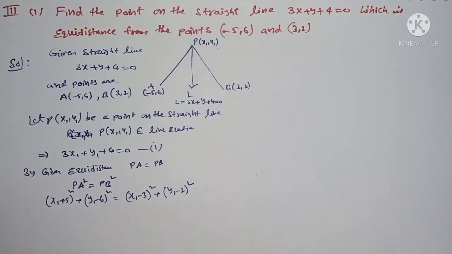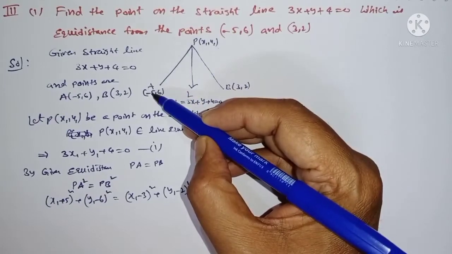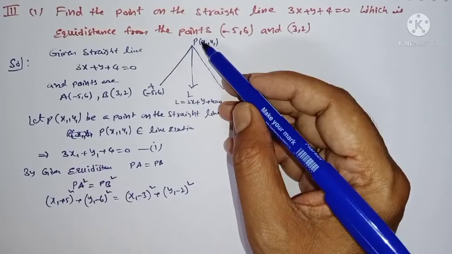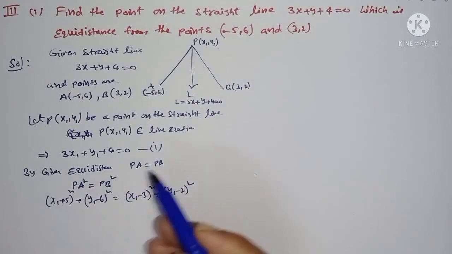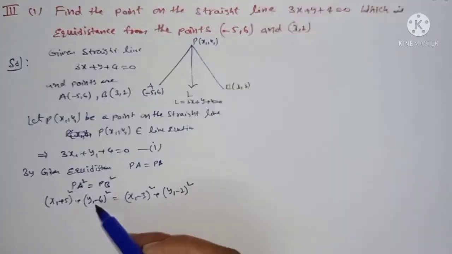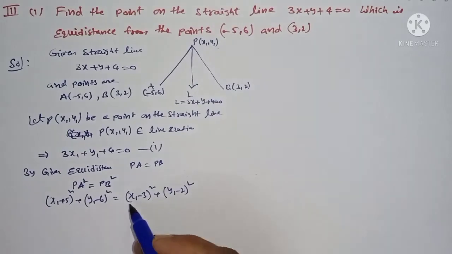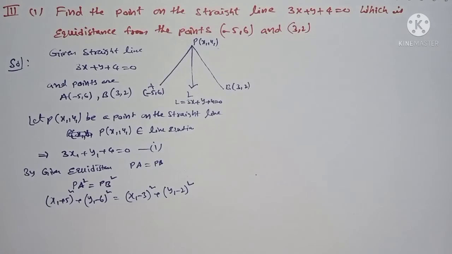Is this clear? Once again, listen. We are discussing the locus PA squared equals PB squared, with the distance formula. x1 minus (-5) gives x1 + 5 whole square, plus (y1 - 6) whole square. Similarly PB squared is (x1 - 3) whole square plus (y1 - 2) whole square. Now you can simplify this.